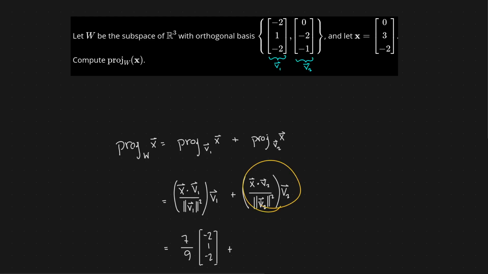Plus, and now do the same thing for X and V2. So the dot product of X and V2. If I take the dot product of these, I get 0 plus negative 6 plus 2. That's going to be negative 4. Over the norm of V2, that's the square root of 0 plus 4 plus 1, which is the square root of 5. Squared is just 5. Times vector V2, which is 0, negative 2, negative 1. Okay?